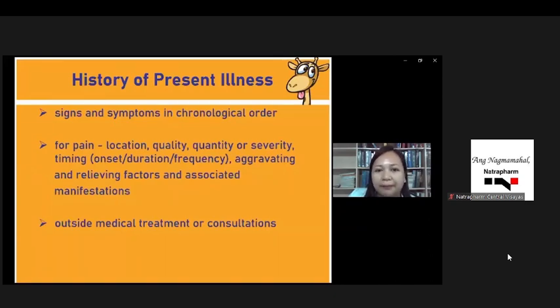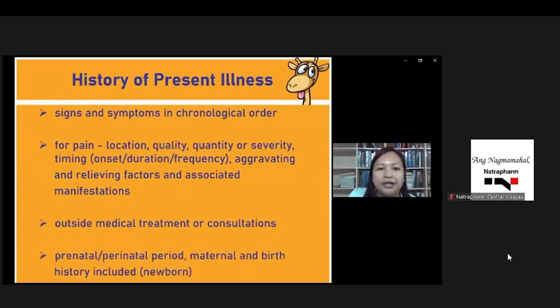History must build up until the reason for confinement. For neonates, however, the history of present illness should start from the prenatal or perinatal period, maternal and birth history, prior to describing the present condition.